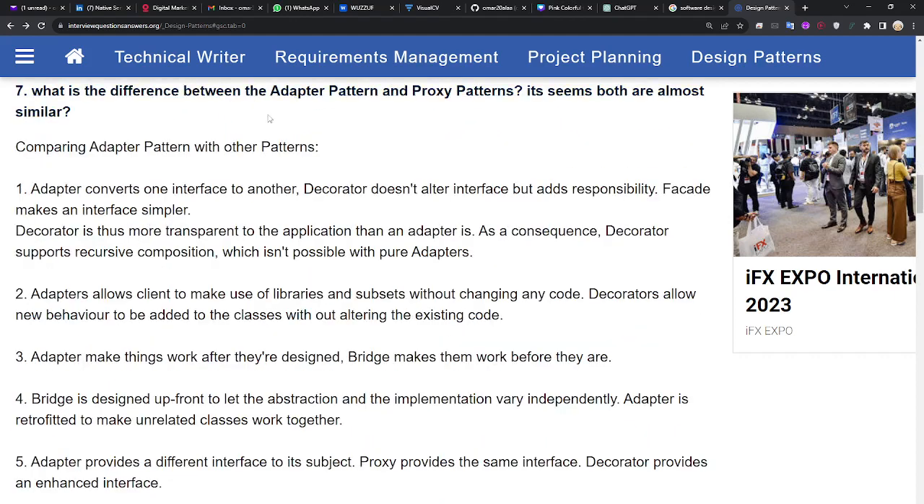What is the difference between the adapter pattern and the proxy pattern? It seems both are almost similar. Comparing the adapter pattern with other patterns, the adapter converts one interface to another. Decorator doesn't alter the interface but adds responsibility. Facade makes an interface simpler.